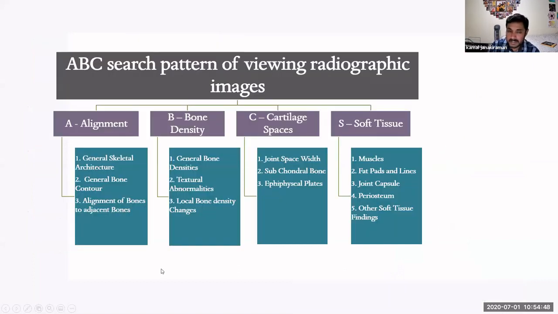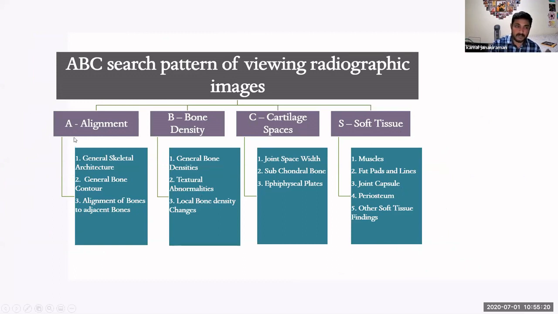Now, when I get a radiograph, how are you going to view it? There is an ABC search pattern of viewing radiographic images. I'm not going to explain it in detail because it's a very, very big topic. So I'm just going to go through this flow chart. So what does ABC stand for? A for alignment, B for bone density, C for cartilage spaces, and S for soft tissues.